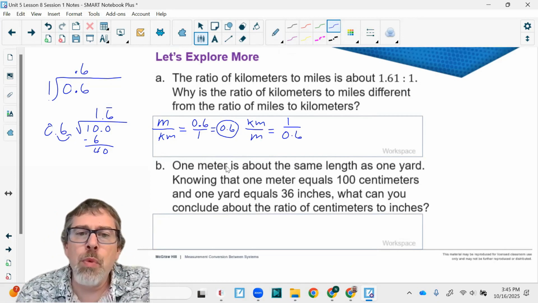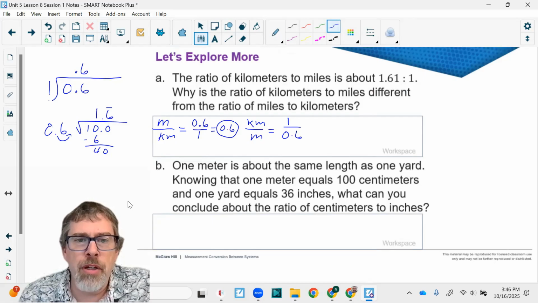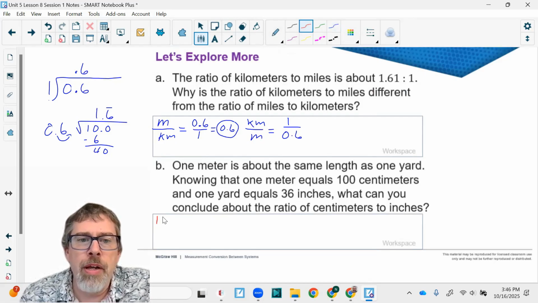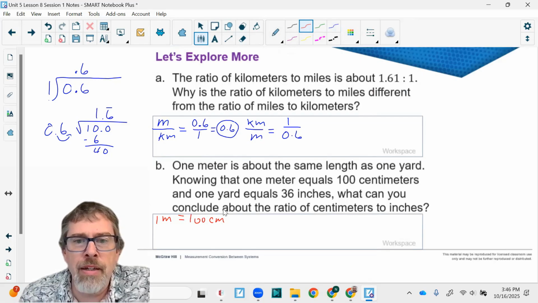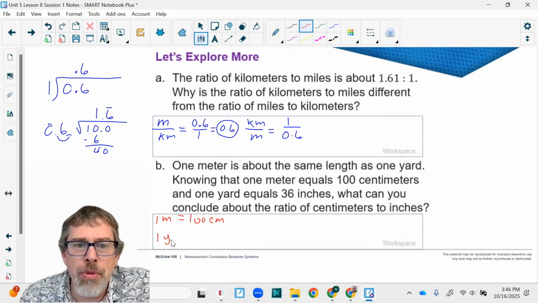So part B says 1 meter is about the same length as 1 yard. Knowing that 1 meter equals 100 centimeters. Okay, so I'm going to write this. 1 meter equals 100 centimeters because the word centi means 100. That's why we call our pennies cents. There's 100 cents in a dollar. And 1 yard equals 36 inches. So if I put 1 yard equals 36 inches, what can you conclude about the ratio of centimeters to inches?